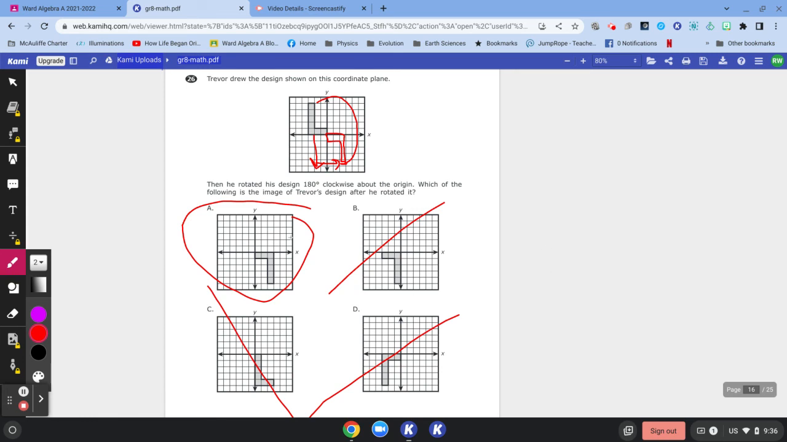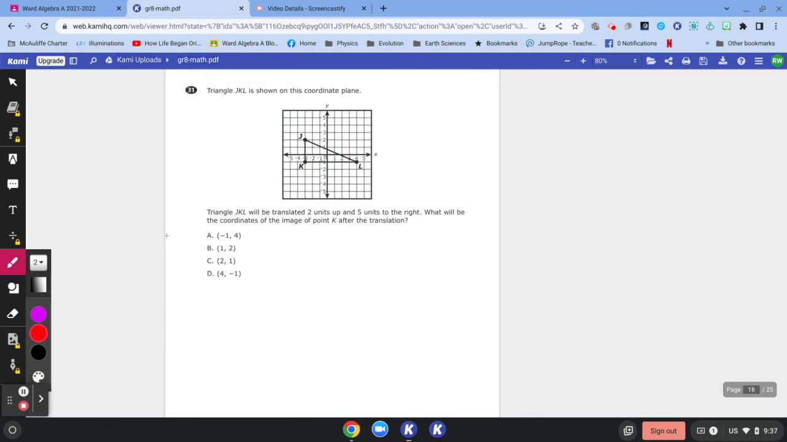All right, I'm going to pause this. I'm going to go to one. I think there's just one other transformation. Okay, I think there's actually two.